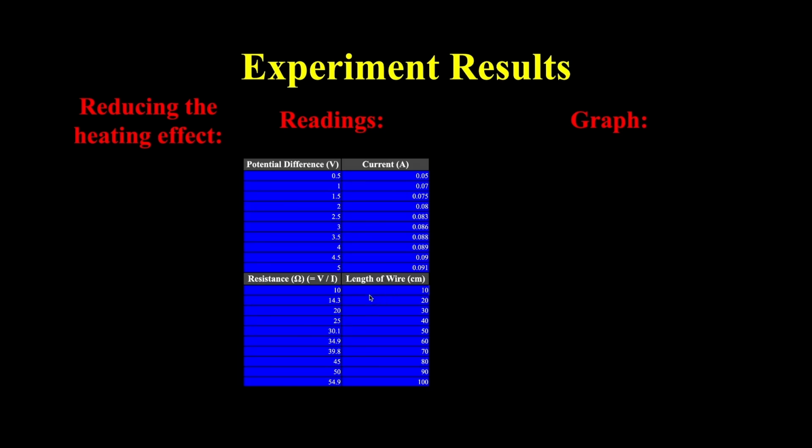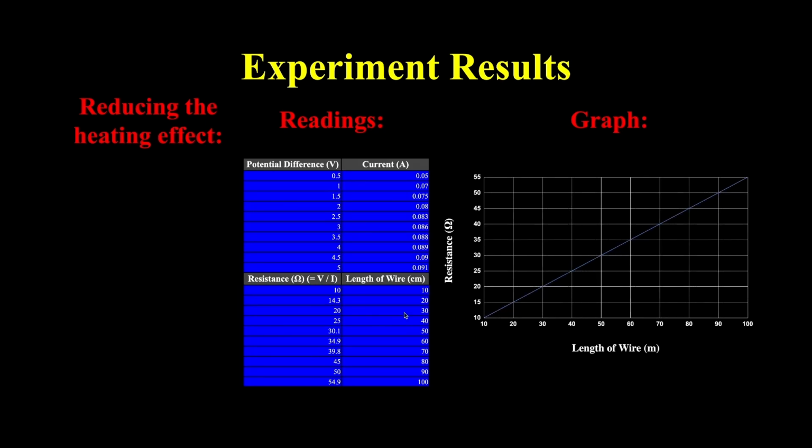And here we have the length of wire used for each value of the resistance we have calculated. Then we can use these results to plot a graph of resistance against the length of the wire. The results of the experiment show that the longer the length of the wire, the greater the resistance, because the graph shows that as the length of the wire increases, so too does the resistance.